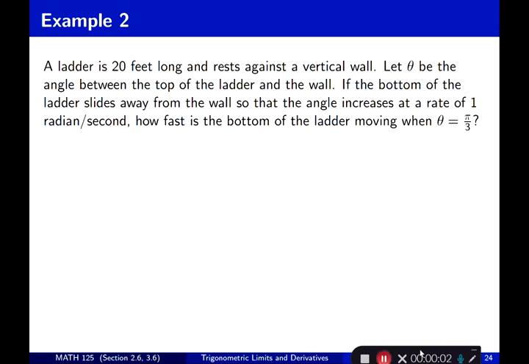We're back on section 3.6 and this is a word problem example. A ladder is 20 feet long and rests against a vertical wall. Let theta be the angle between the top of the ladder and the wall. If the bottom of the ladder slides away from the wall so that the angle increases at a rate of 1 radian per second, how fast is the bottom of the ladder moving when theta is equal to pi third?